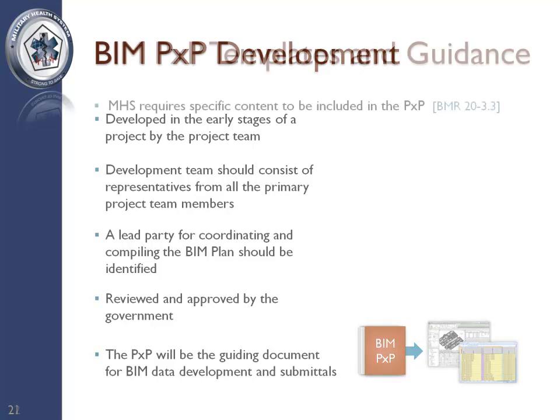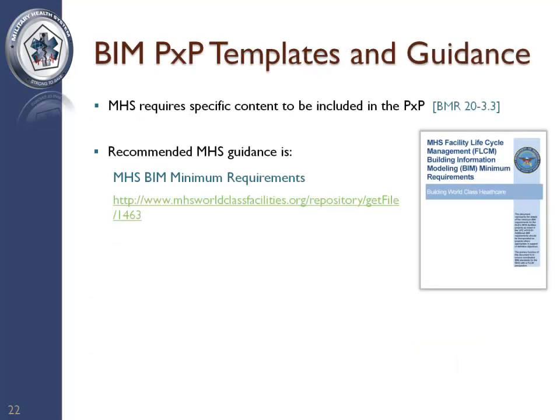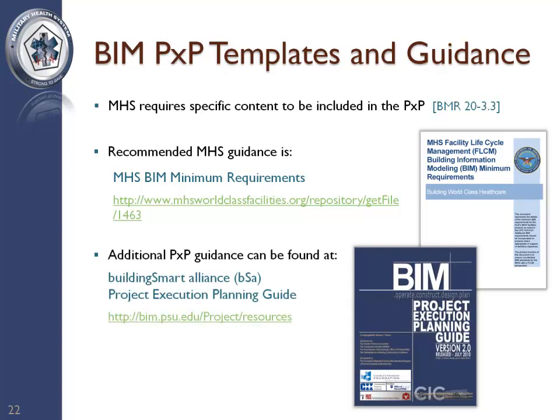MHS does not have a standard format for the BIM PxP, but does have requirements for the project execution plan detailed in the BIM Minimum Requirements Guidance document. Additional guidance for developing a PxP can be found in the Building Smart Alliance Project Execution Planning Guide, which evolved from the work originally done at Penn State University. The template can be found on the web at the link shown on the slide. This link is also provided within the BMR.